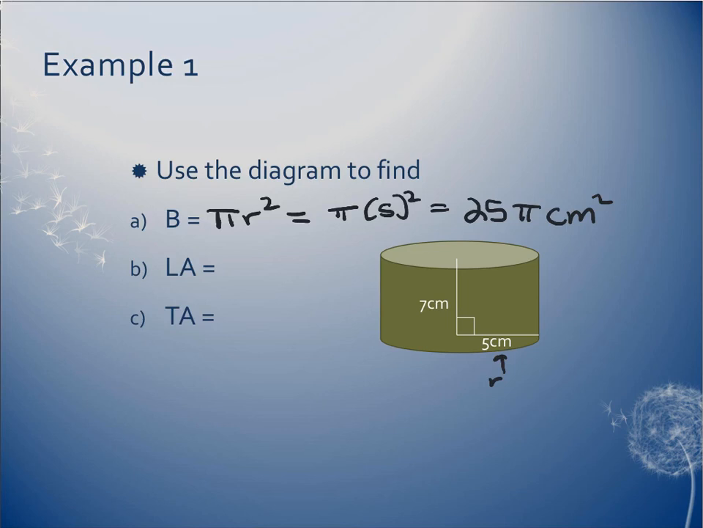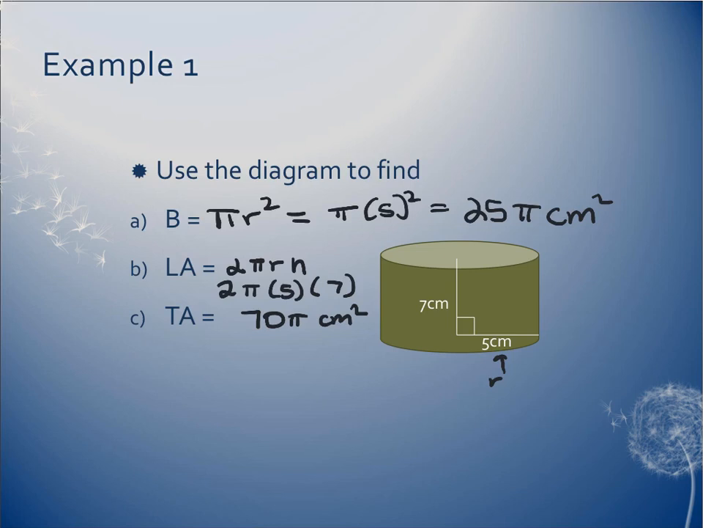Next is the lateral area, and the formula for lateral area is 2 pi r height. So 2 pi, radius is 5, height is 7. So 2 times 5 times 7, it doesn't matter the order you multiply. If I just go left to right, 2 times 5 is 10, times 7 is 70 pi centimeters squared.